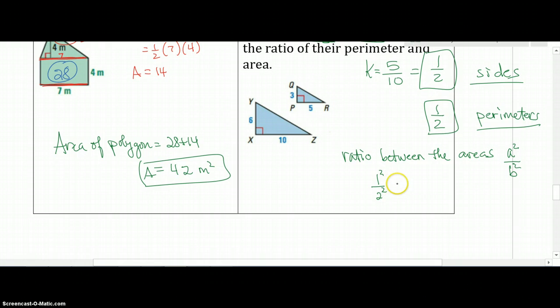Well, 1 squared is just 1 times 1. And 2 squared is 4. So the ratio of the areas is 1/4. So the sides and perimeter are the same, and area is squared. Kind of like if you find the length of a side, it's just units. If you find perimeter, it's just units. But if you find area, it's units squared. So kind of the same deal there. Okay? Any questions?